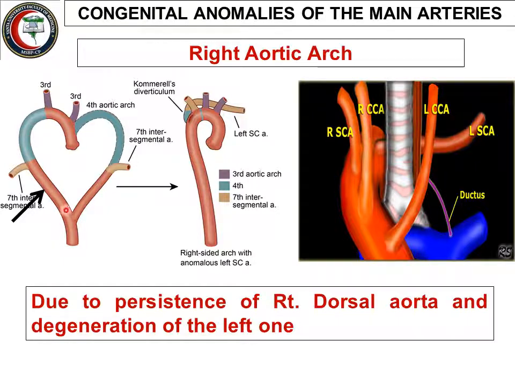This part, which must degenerate from the seventh intersegmental to the fusion with the left one, degenerates in the usual case, but if it persists and the left one degenerates, this leads to formation of what is called the right aortic arch.